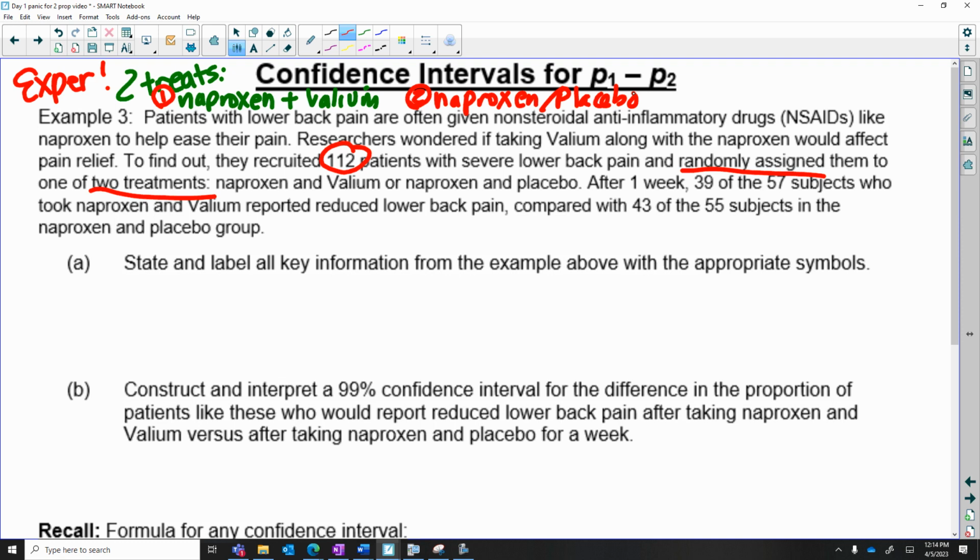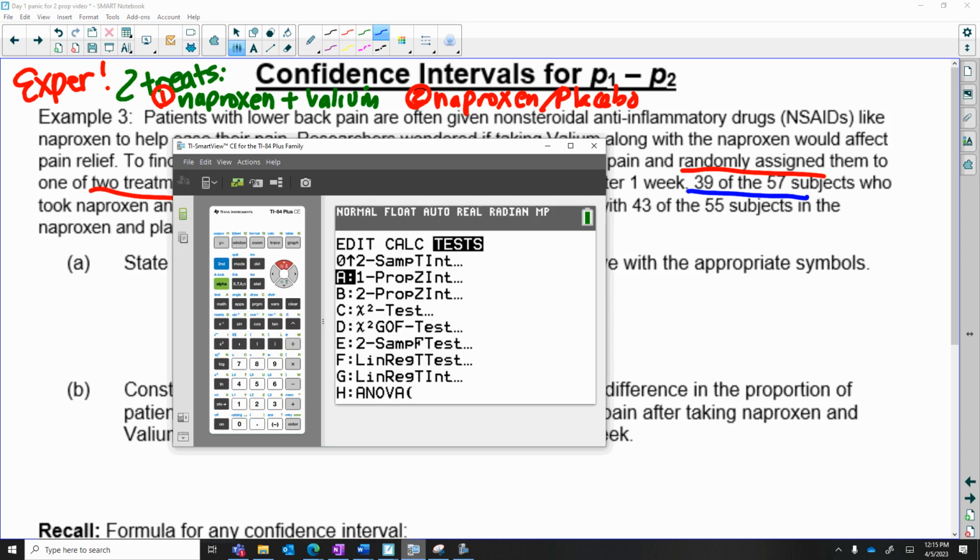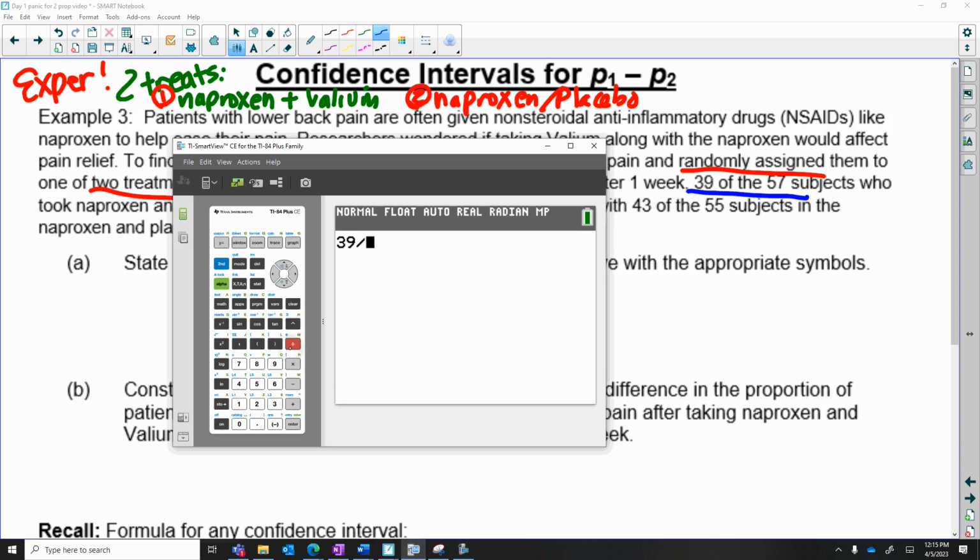After 1 week, now we have some statistics. 39 out of 57 subjects who took naproxen and Valium reported reduced pain. So we have our first p hat. I'm going to call this p hat 1. That's going to be naproxen and Valium, 39 out of 57. That's going to be p hat 1. Okay, so let's do that. We get 0.684.